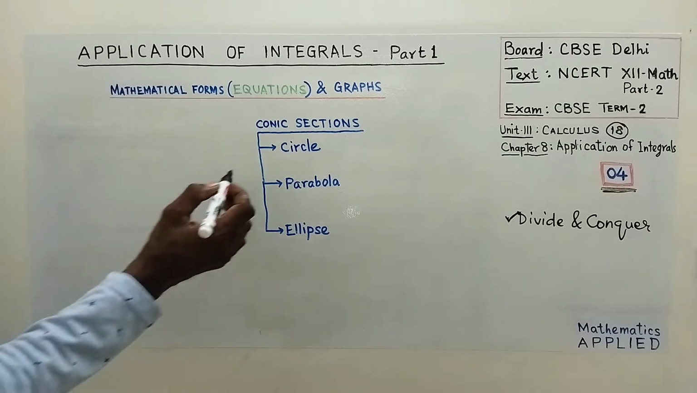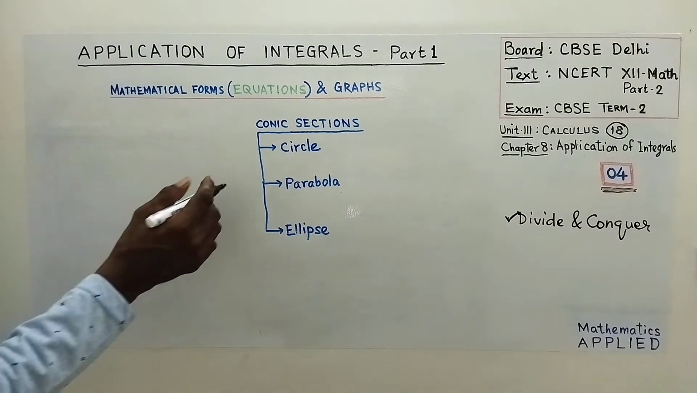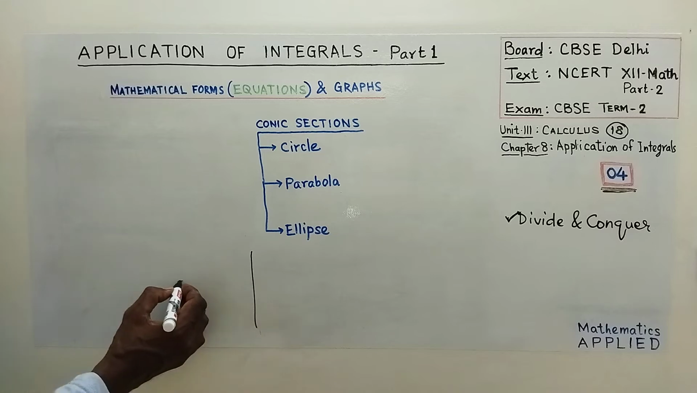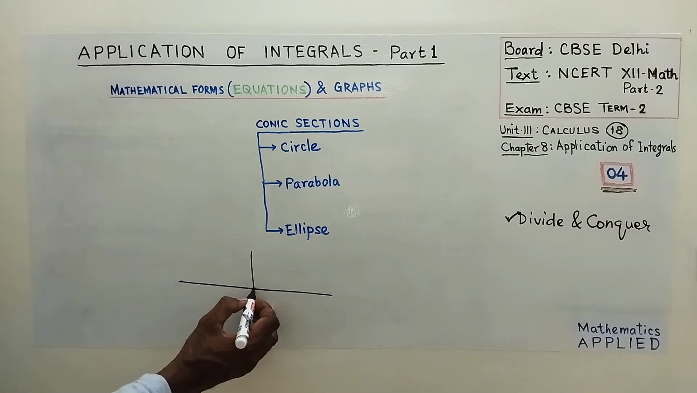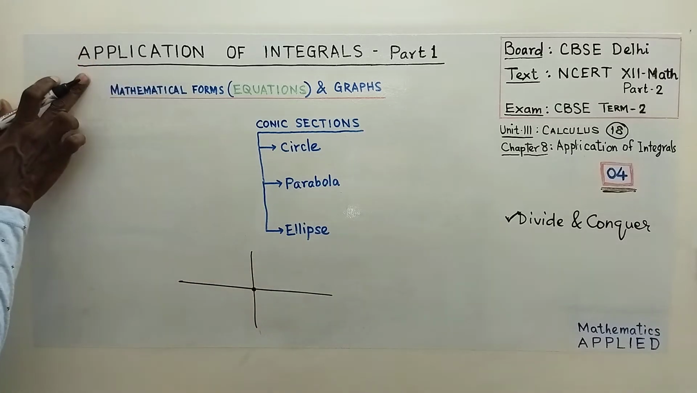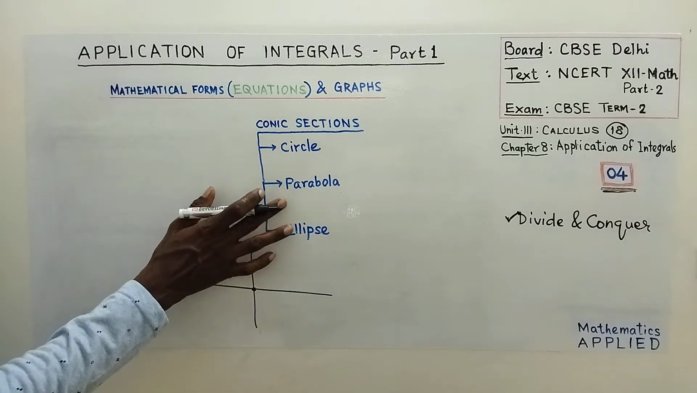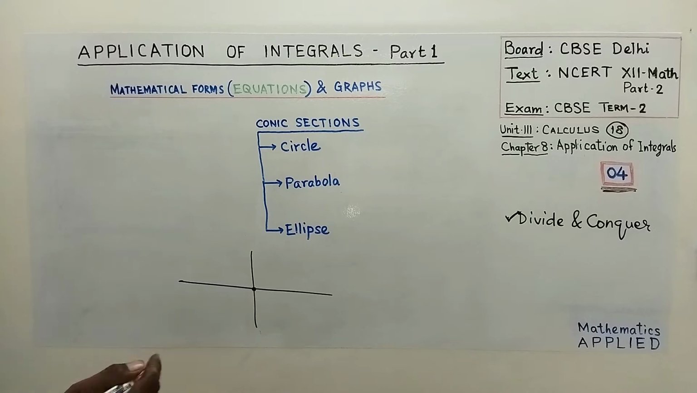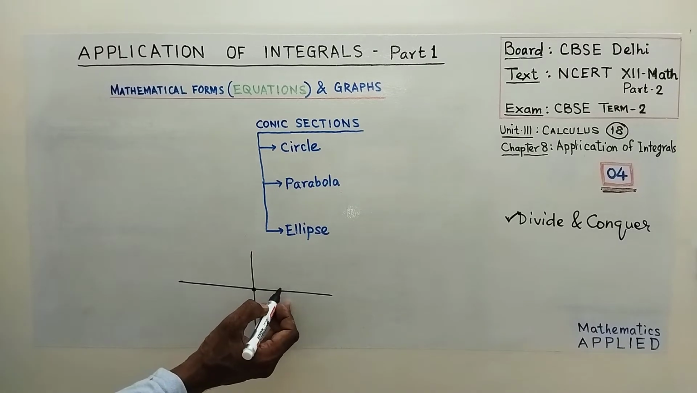So under conic sections, the first one is the circle. What type of circles are we going to have? I will draw a circle first. In this set of problems, there will be a simple circle, simple parabola, simple ellipse. Those are the standard forms. Standard forms only. What are these standard forms?